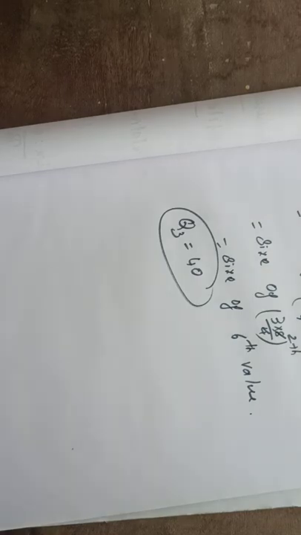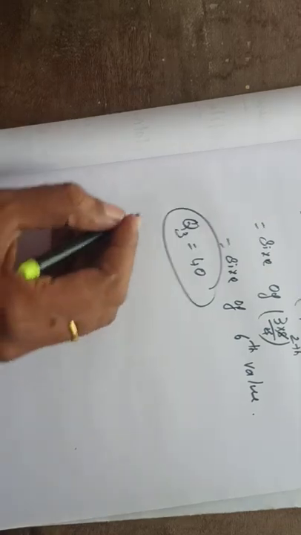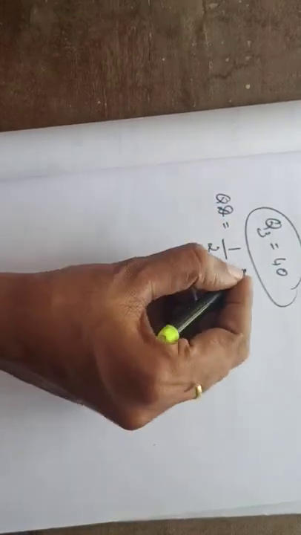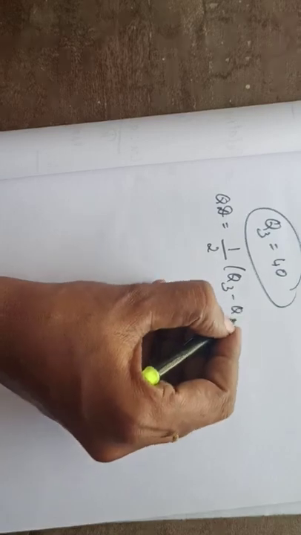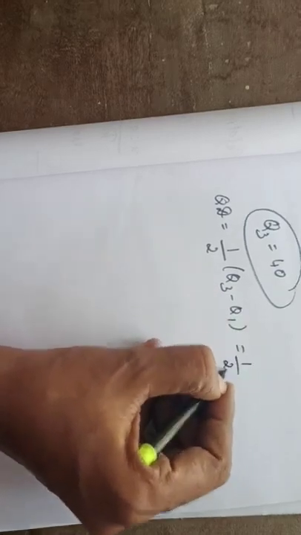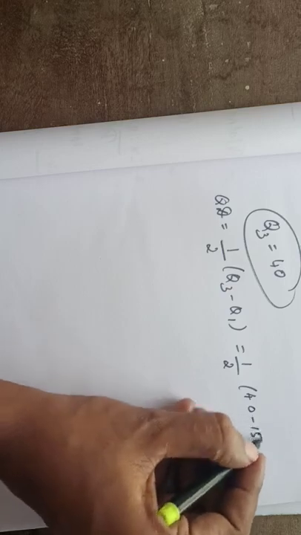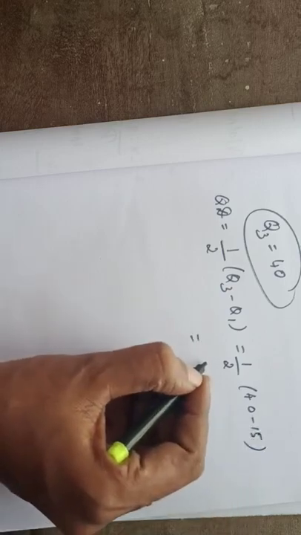Now you have found Q1 and Q3. So shall we find QD? Quartile deviation is equal to half into Q3 minus Q1. That's equal to half into 40 minus 15. 40 minus 15 means how much will you get?